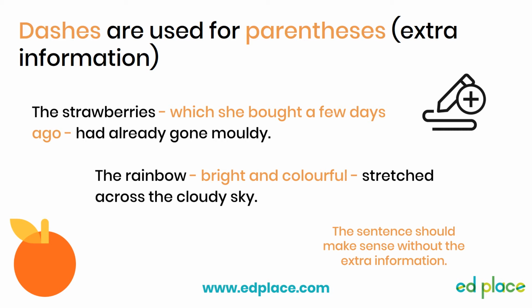Let's check. For the first sentence, it would be, the strawberries had already gone mouldy. That makes sense. The second sentence would be, the rainbow stretched across the cloudy sky. Also makes sense.